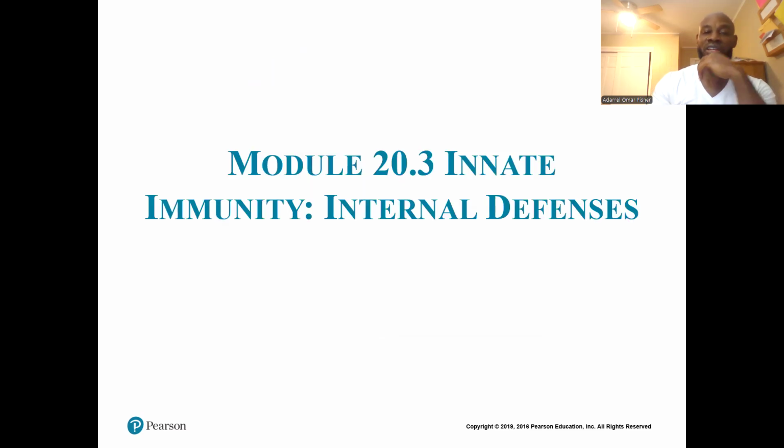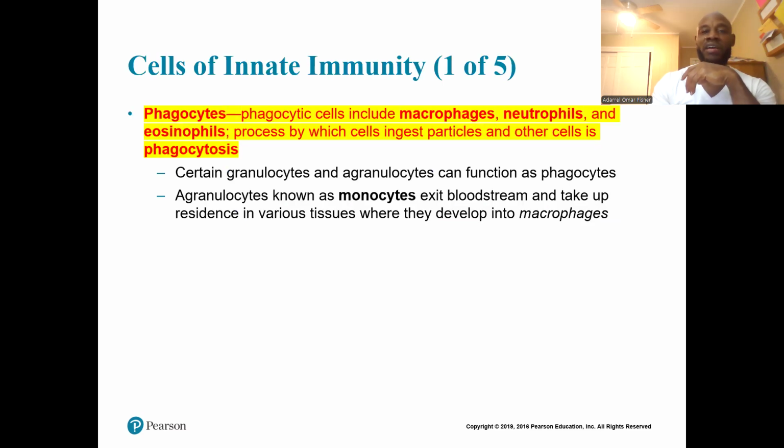All right, so let's talk about innate immunity. We have phagocytes. Phagocytic cells include macrophages, neutrophils, eosinophils. Remember, phagocytosis, cell eating, a cell ingesting something. And these phagocytes will ingest some kind of pathogen, bring it into the cell, and then destroy it.